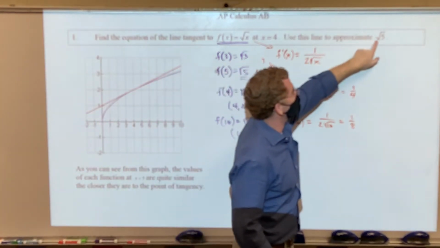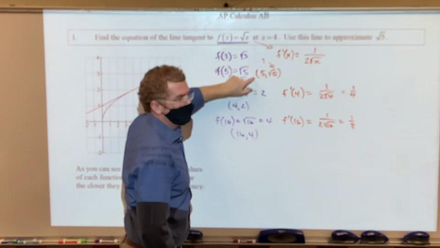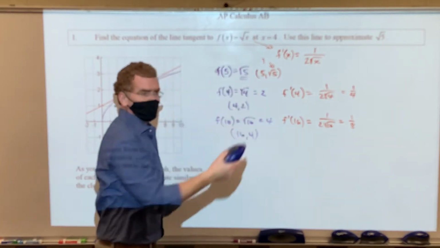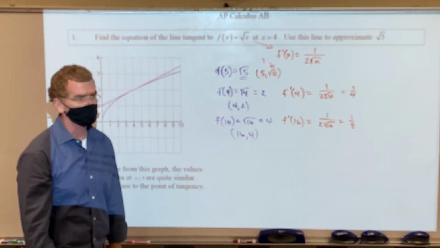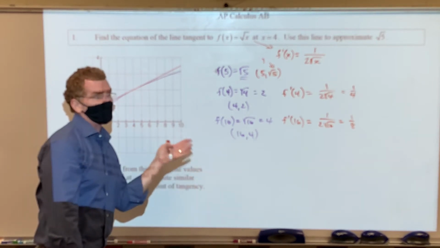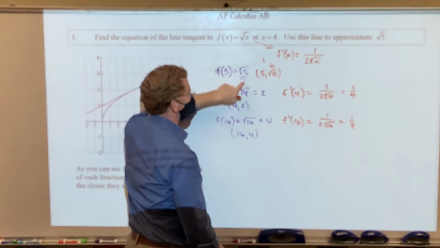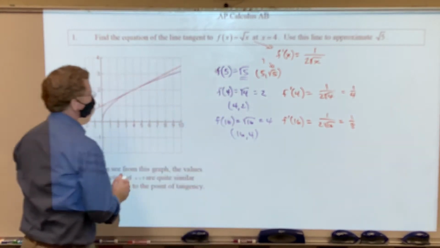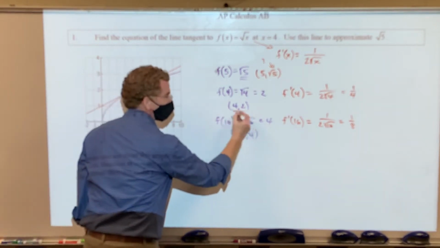And if I'm trying to find root 5, which is what happens when I plug a 5 in, what I'm going to do is use the value that I'm comfortable with as close as I can get to 5, which would be what? 4 or 9, and 4 is a lot closer. So, because I really don't know what that value is, I'm going to use 4. And when I use 4, this is what happens. I can find the point perfectly, (4, 2).